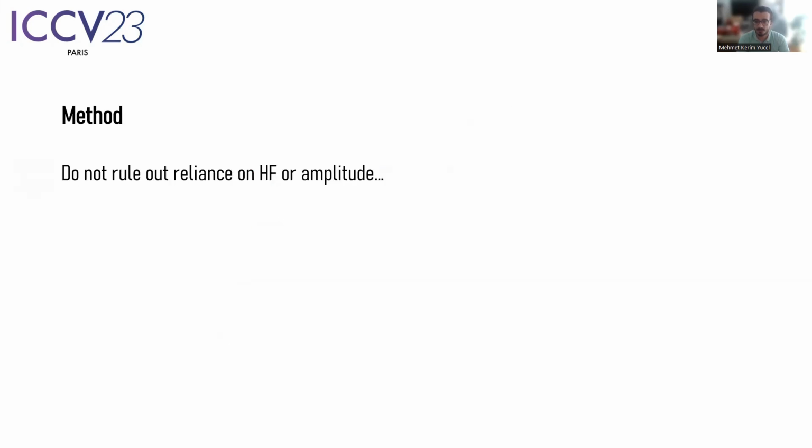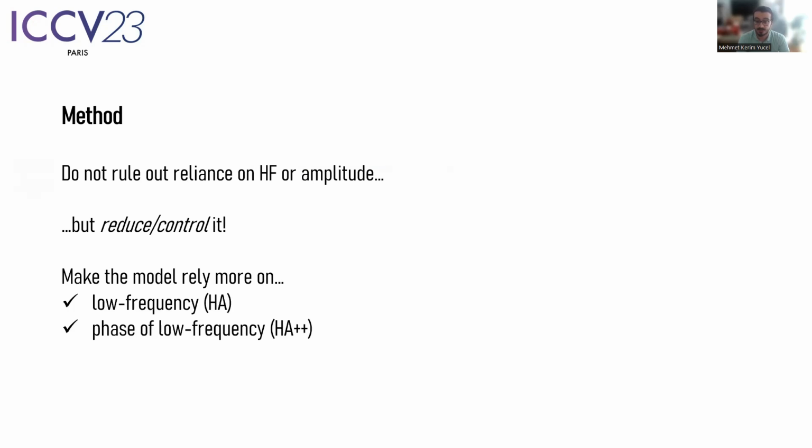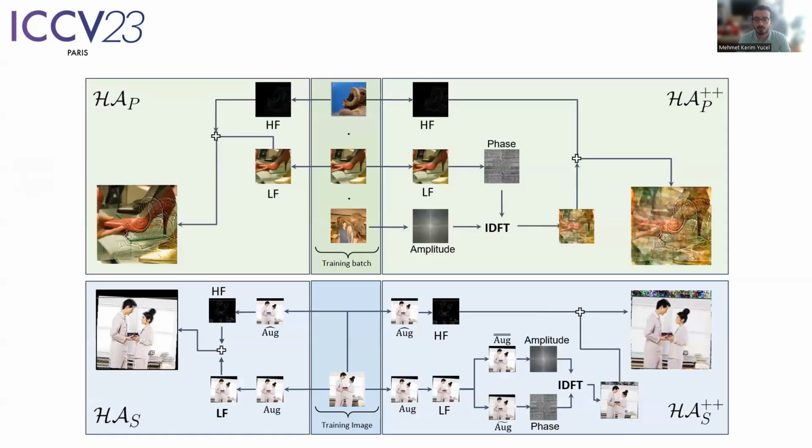In this paper, our hypothesis is that we should not rule out reliance on high frequency or amplitude, but reduce and try to control it. In other words, our aim is to make the model more reliant on low frequency or phase of low frequency of the data. We do so by proposing two augmentation methods, HybridAugment and HybridAugment++.